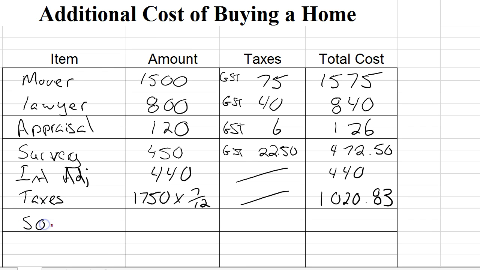We are then going to lay down some sod. That's our grass. The sod cost us $1,500. Now on sod, it is both taxes. It's PST and it's GST. So 8% PST gives us $120, and 5% GST is $75. So the total for the sod was $1,695.